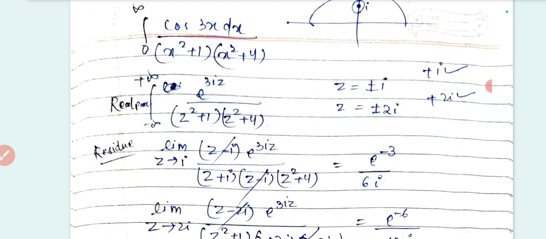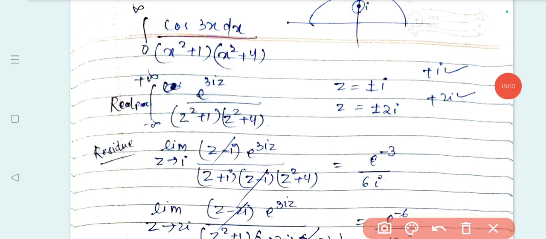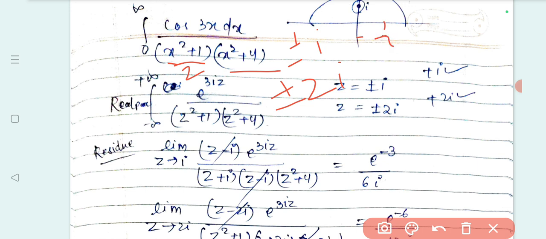Look at this question: the integral of cos 3x dx by (x squared plus 1)(x squared plus 4). Replace x with z and find the poles. For this z equals plus minus i and for this z equals plus minus 2i. We cannot use the poles at minus i and minus 2i, so we have to find the residues at plus i and plus 2i, which are in the upper half of the semicircle.